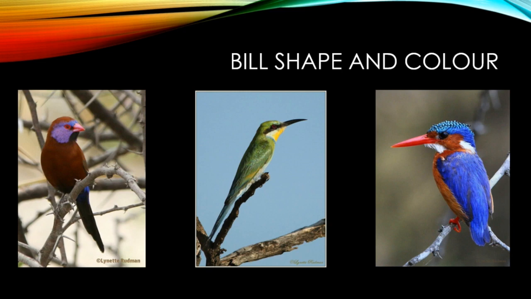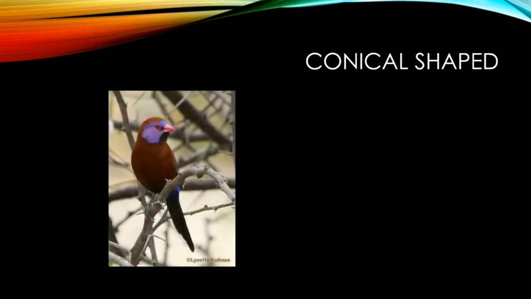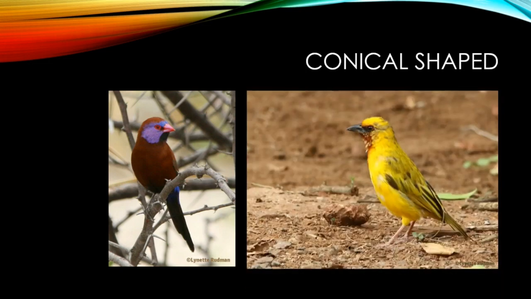Right, so starting off with the conical shaped bills, it's predominantly birds that are seed eaters. So if you have a look at this violet-eared waxbill, you'll see that it's got a very short conical shaped beak. Its beak's red in color, quite characteristic of birds that feed on grass seeds. Other birds like this brown-throated weaver will also have a conical shaped beak, but you can see the beak is a little bit longer, and that's because they also use their bills to weave quite intricate nests.